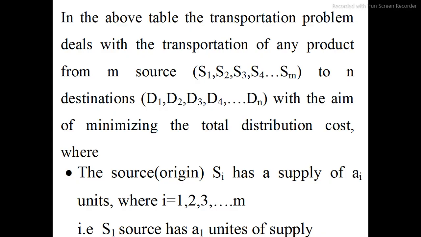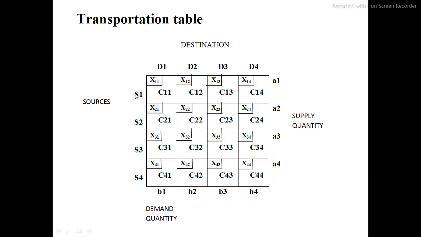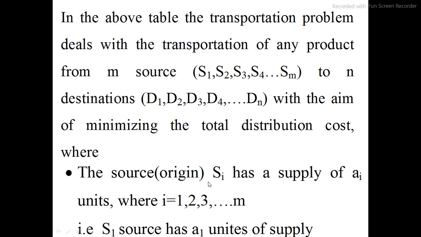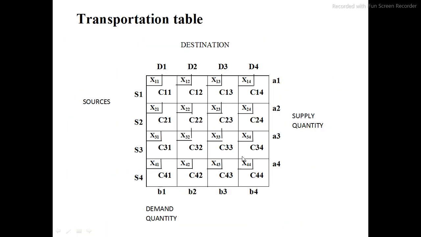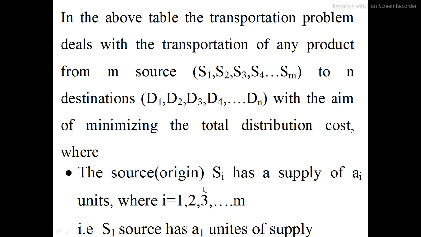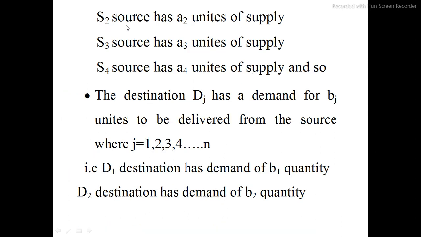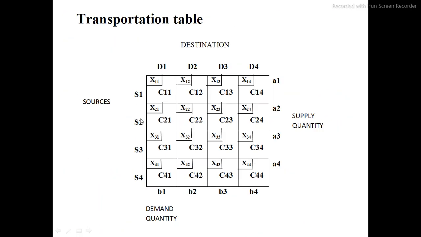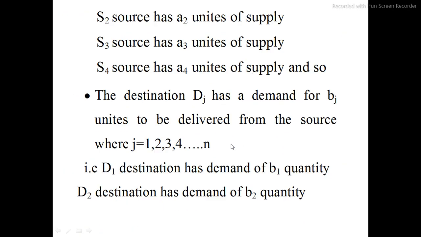Here we can see the source or origin, that is S1, S2, S3 up to Si. They are the sources, also called origins, where i is equal to 1 to M. Source S2 has A2 quantity of supply, that means S2 can supply up to A2 quantities, S3 can supply A3 quantities. I have explained it, and I wrote it here.